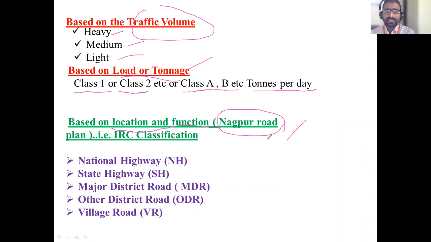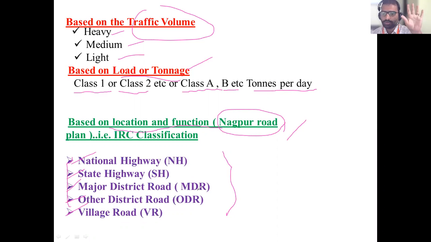As per the Nagpur road plan, there is a classification of highways: national highway, state highway, major district road, other district road, village roads. In the question, how it is asked: as per the first 20-year road plan, the highways are classified into dash. First option 4, second option 5, third option 6, fourth option 2. What is the answer? 5. As per the first 20-year road plan, the classification of roads is 5. You should know what those 5 are.